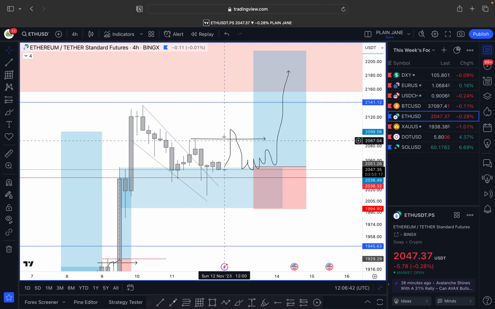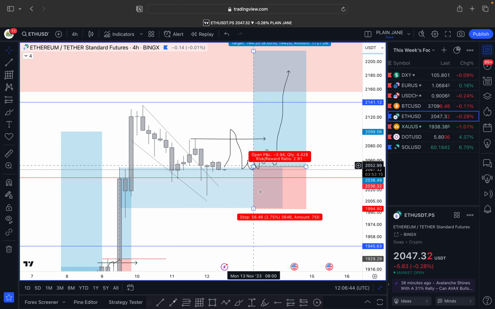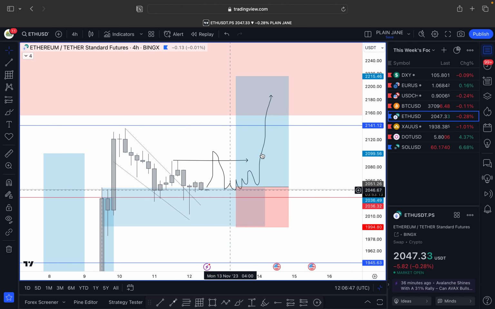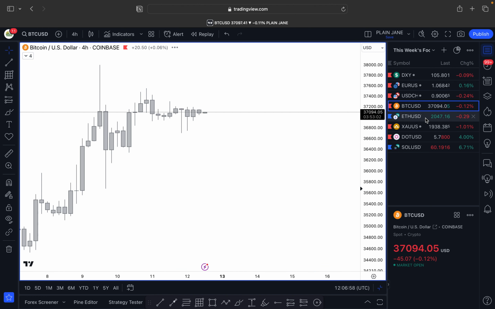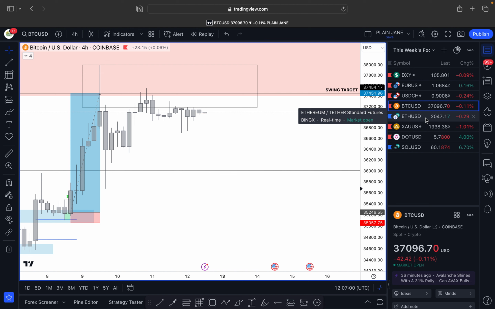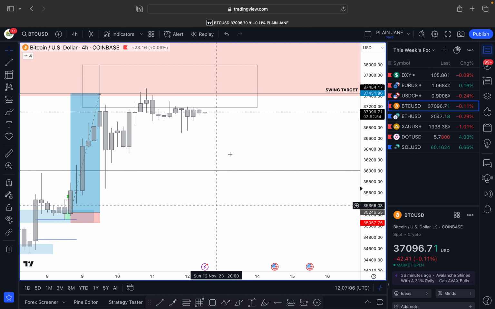A 2090 break, and then a retest back into demand, and then look for confirmation to long back into the $2,200 region. Ethereum is lagging, so I'm still very much bullish on Ethereum, especially if we see the money pull out of BTC. We usually see money then push into Ethereum, and then from Ethereum you see it push into alts, lower cap alts, which is how the crypto money cycle majority likes to move.